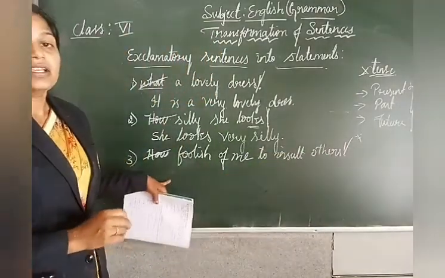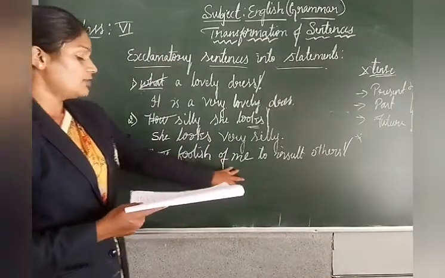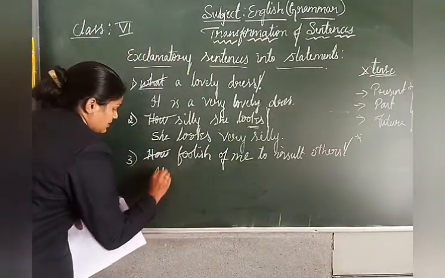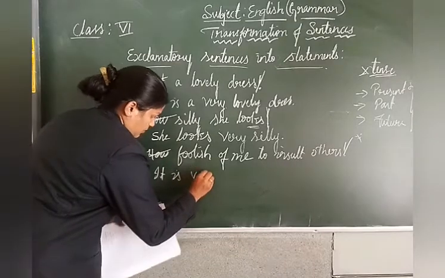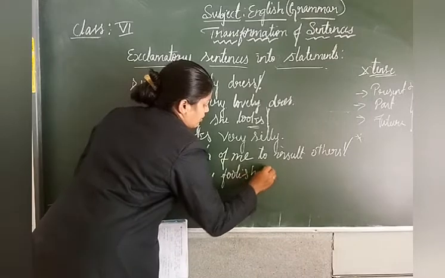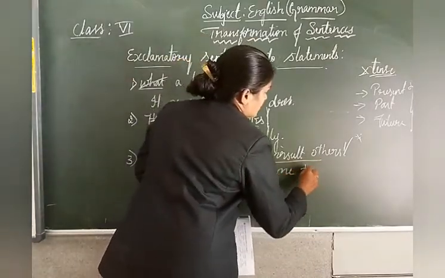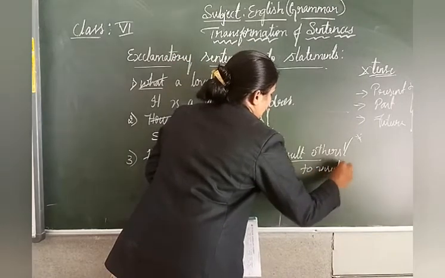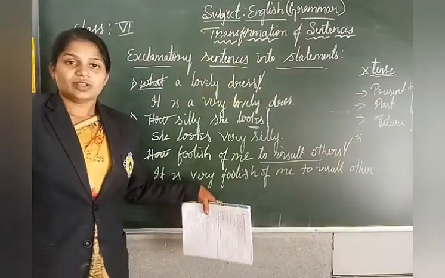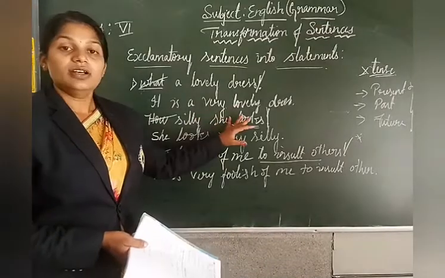How can we say? It is very foolish of me to insult others. Did you see, students? It's very easy to change the exclamatory into statements.